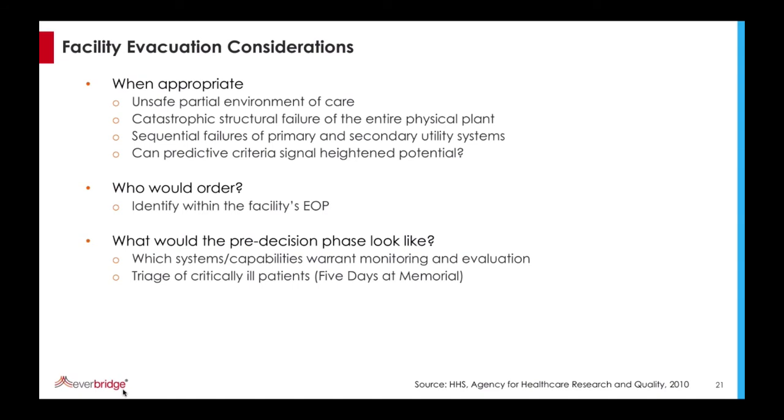Again, identifying backup, if it is typically the CEO, who's responsible when the CEO is not present, and down the line with each of those core positions. What would the pre-decision phase look like? Again, which systems and capabilities warrant monitoring to give you an advance heads up, if you will, about the potential need to evacuate? And most importantly, how will you be triaging critically ill patients?